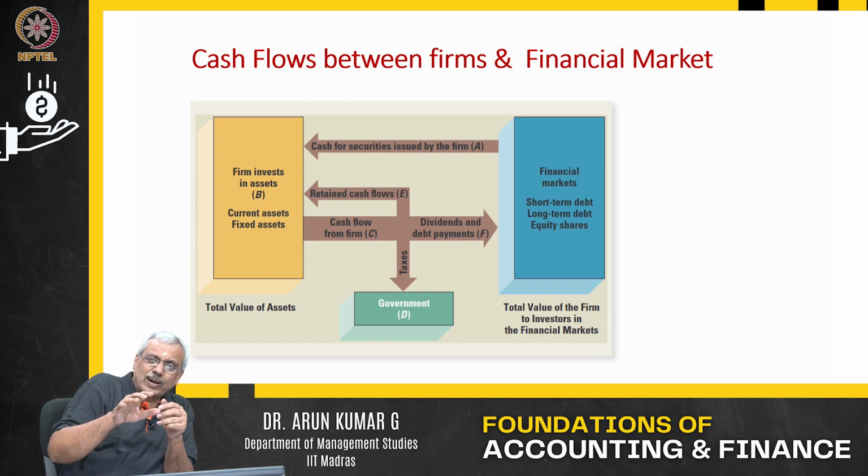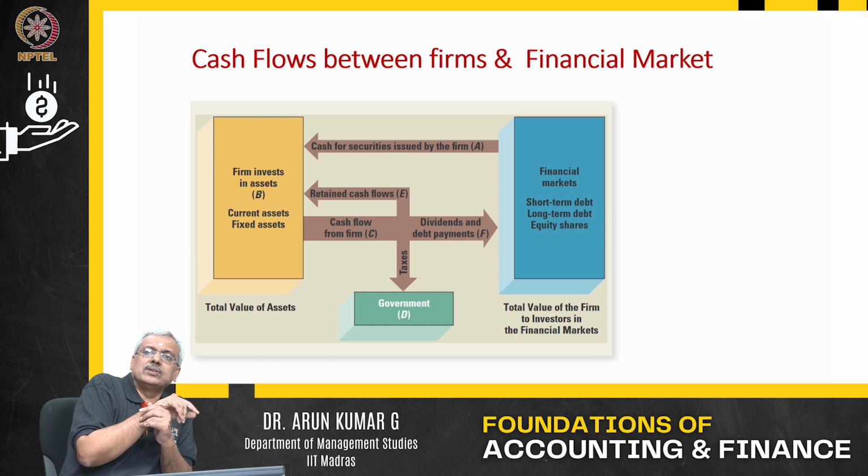If it is a debt instrument, it is obligatory that they pay the interest on the debt. So, the cash outflow, that is what you see, F. But if it is not debt, it is equity, the firm has an option whether to pay dividends or not to pay dividends. That is why we termed it as F last.